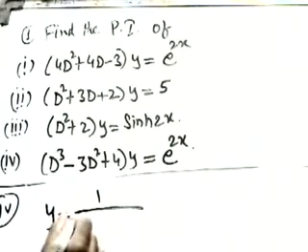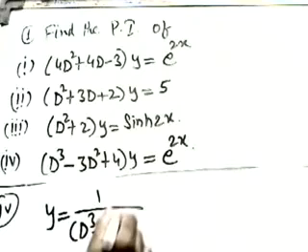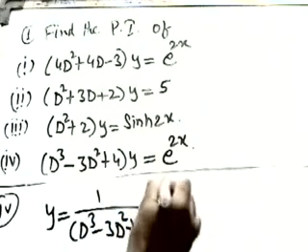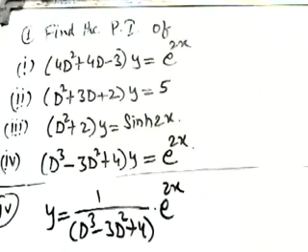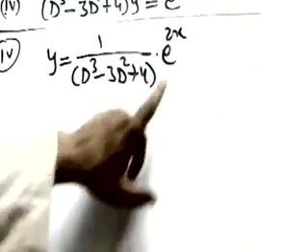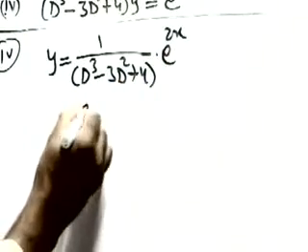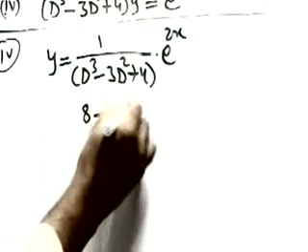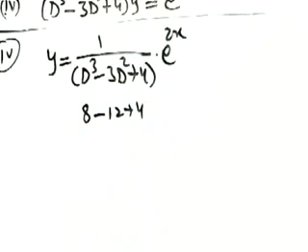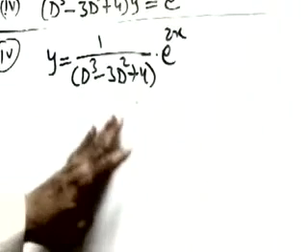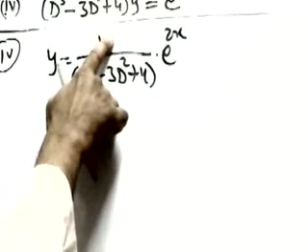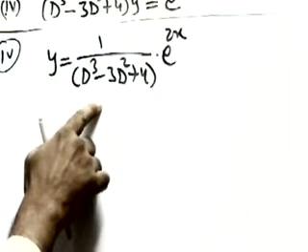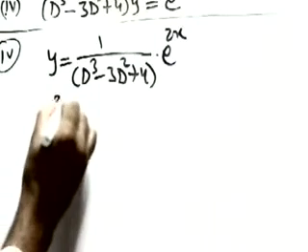Let me bring D here. If you write D there, it will be 1 divided by D cube minus 3D square plus 4, into e power 2x. You see here we are getting something changing. If we keep 2 here, what will happen? 2 cube is 8, minus 2 square 4, 4 3s are 12, plus 4. So this will be 12 minus 12 is 0. I explained at the start, if the denominator becomes 0, f of a equals 0, we cannot continue like this. We have to change the method. What is the method? Multiply the numerator by x and differentiate the denominator with respect to D.